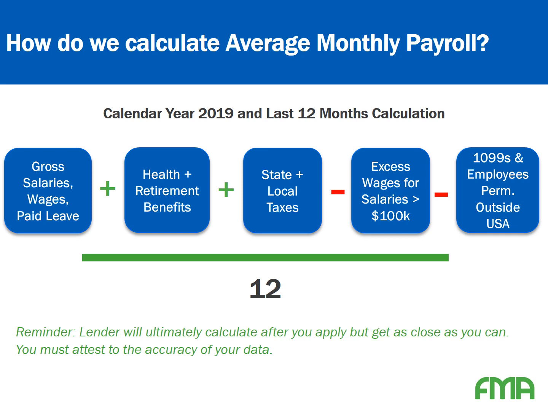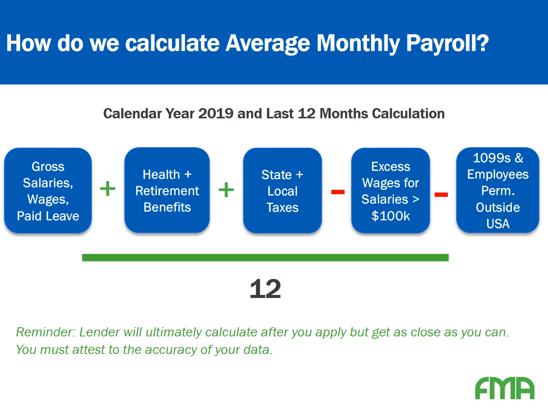Next, you want to remove any excess wages for salaries above $100,000. So if your executive director makes $110,000, you're going to remove that extra $10,000 from your calculation so that the most salary that any employee has per month is $8,333.